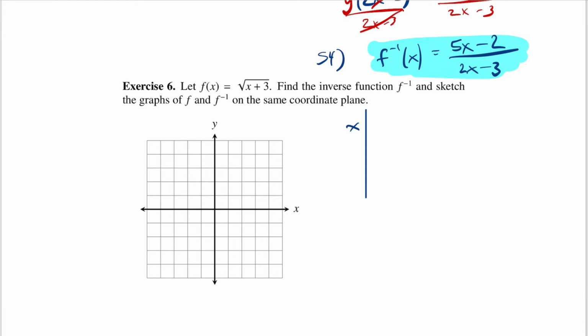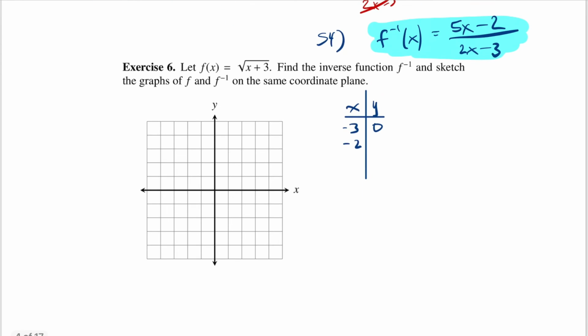All right, let's go with -3, -2. Actually, I'm going to pick values that are perfect squares. So if I go with -3, that's going to be 0, right? If you plug in -3 here, -3 plus 3 is 0. Let's pick -2 because -2 plus 3 is 1, and the square root of 1 is 1. All right, the next perfect square is 4, so I want to make this a 4. So that means I'm going to choose 1 for x, because 1 plus 3 is 4, and the square root of 4 is 2.